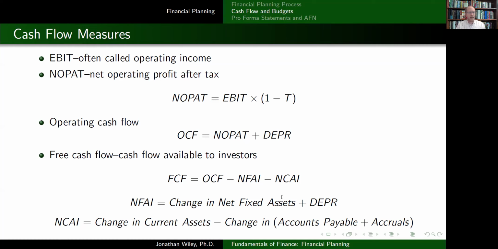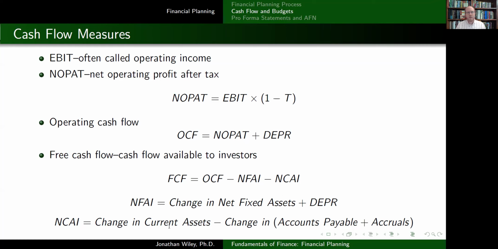For my NCAI, I'm going to find the change in current assets, but then I also am going to subtract off the change in accounts payable and accruals. So this one's a little bit more nuanced. Here's kind of what's happening. If, for instance, my business is growing or I'm pouring more money into inventories or things like that, then if I poured a whole bunch more money into inventories, I'm going to have this big increase, this big change in current assets here.